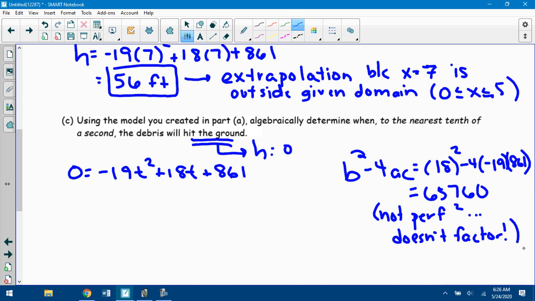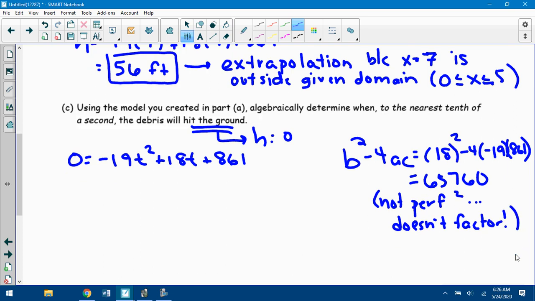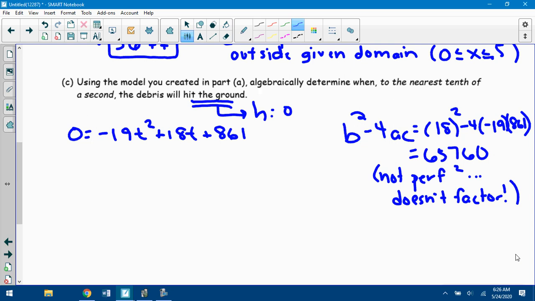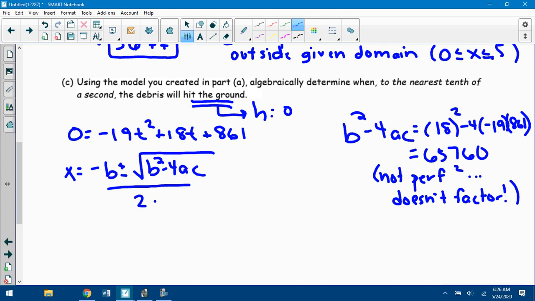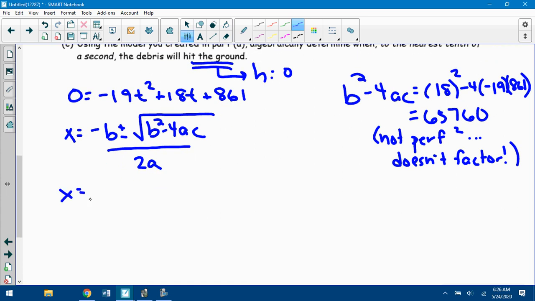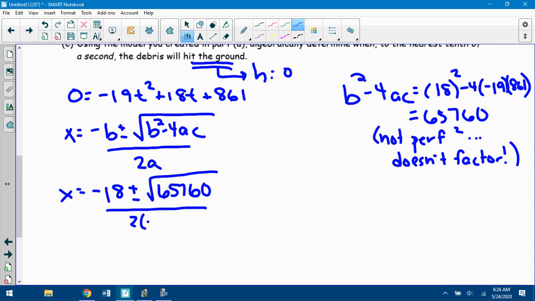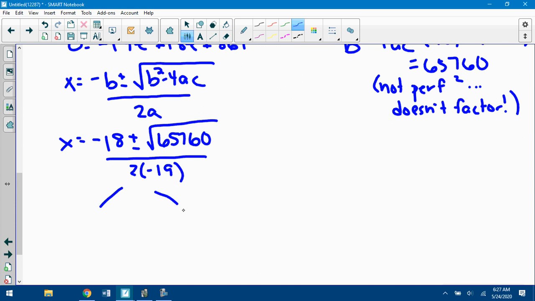So if it doesn't factor, use the whole quadratic formula. And quadratic formula was x equals negative b plus or minus the square root b squared minus 4ac all over 2a. Okay, so we can sub all that in. X equals negative 18 plus or minus, we already know this is the square root of 65,760 because we did that part, all over 2 times negative 19. So we're going to have two possible answers.